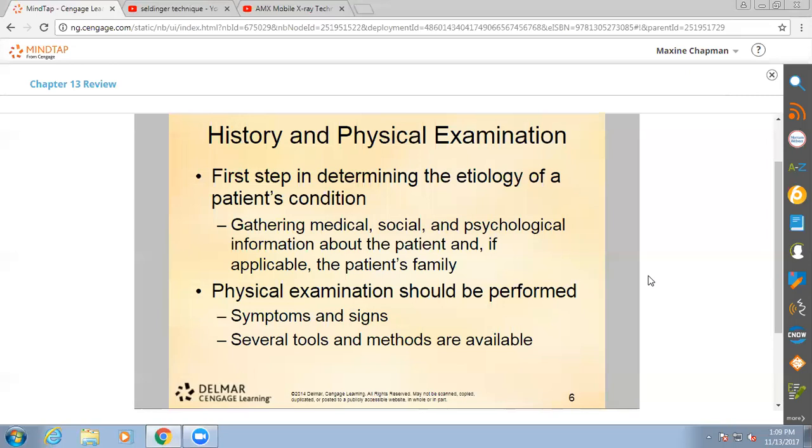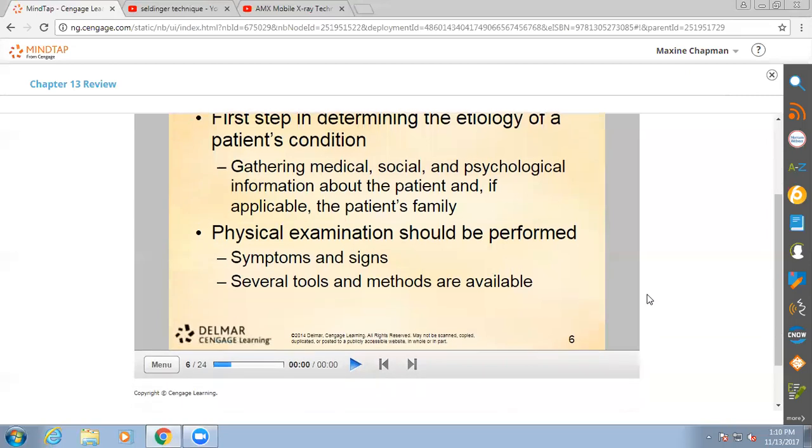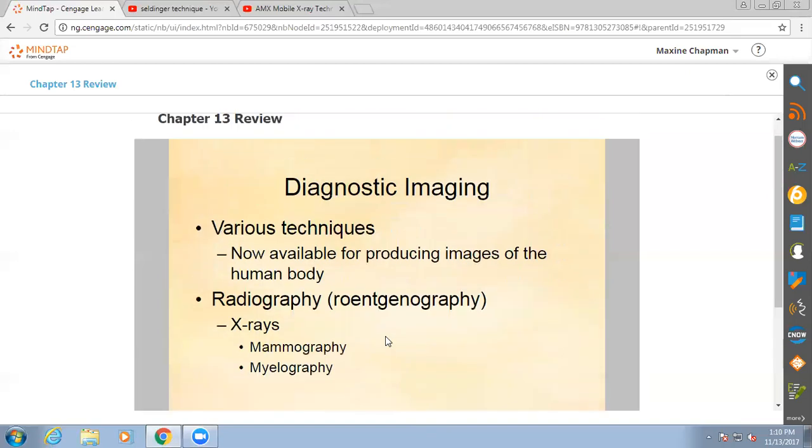But that's one of the first things that the circulating nurse is going to look for in the chart: a history and physical. Without one, they can't have surgery. So the surgeon has to have one in their chart. It has to be signed. And then, of course, a physical exam should be performed on them, to see what's going on, what kind of symptoms and signs they're having.